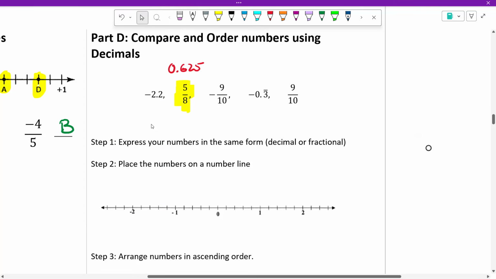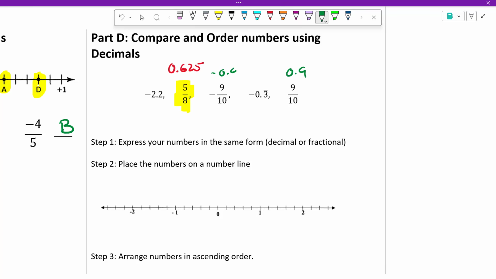Okay, how about 9/10? You have two 9/10s here. One's positive, one's negative. What's that as a decimal? Can you do that one in your head, George? 0.9. Just 0.9. So this is 0.9, this is negative 0.9.